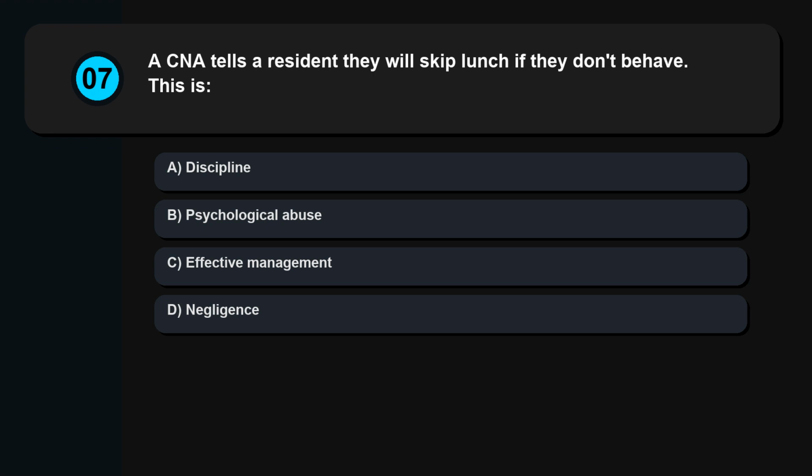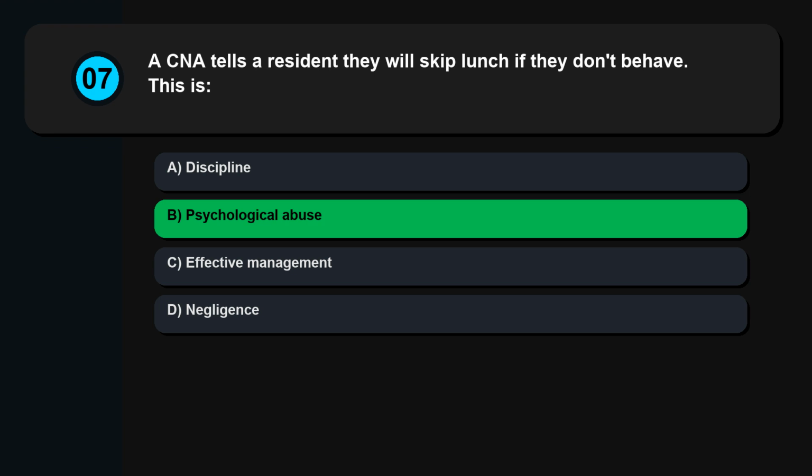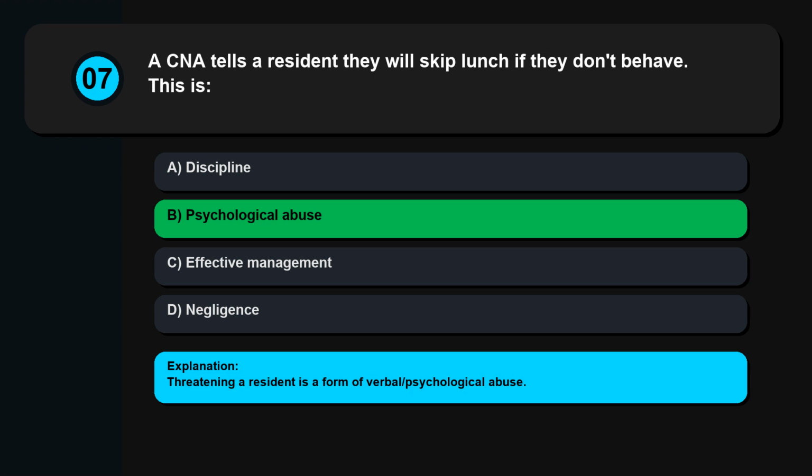Question 7. A CNA tells a resident they will skip lunch if they don't behave. This is discipline, psychological abuse, effective management, negligence. Threatening a resident is a form of verbal or psychological abuse.